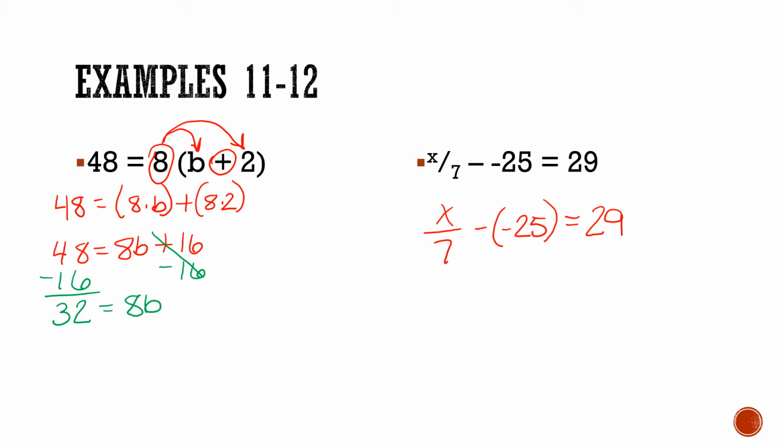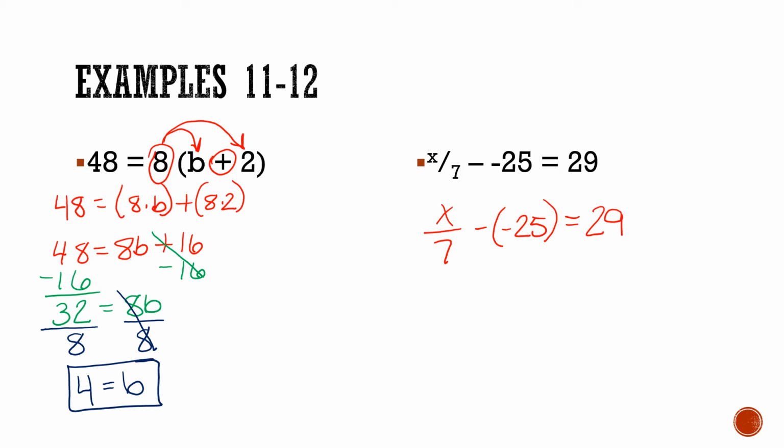Remember that 8b means 8 times b. So the opposite of multiplying by 8 would be to divide by 8. Those will cancel. So we're going to divide 32 by 8. 32 divided by 8 is 4, which is equal to b.